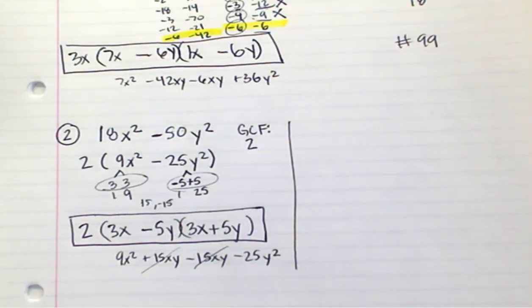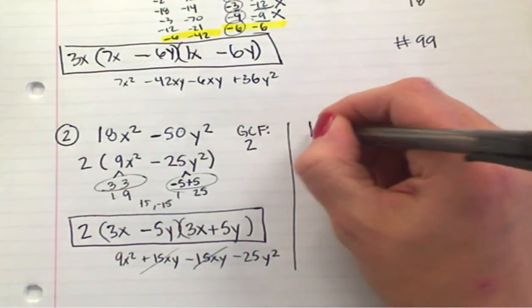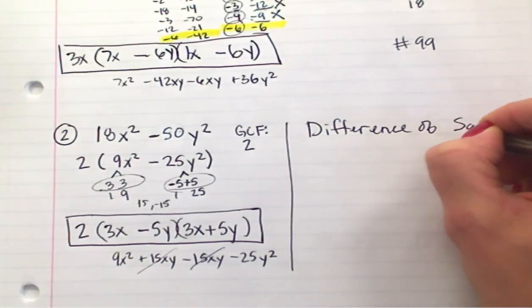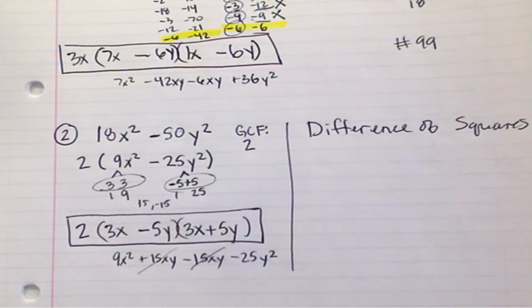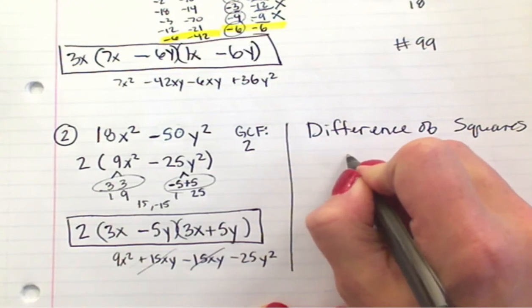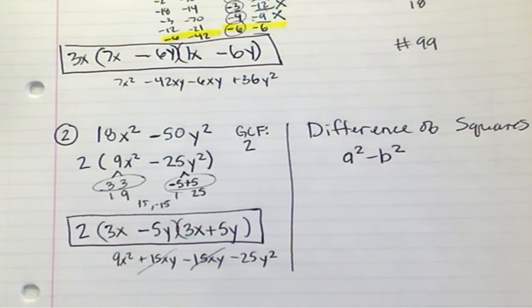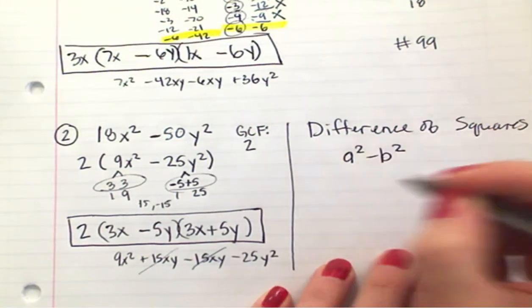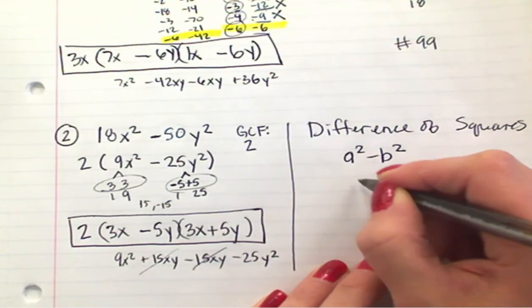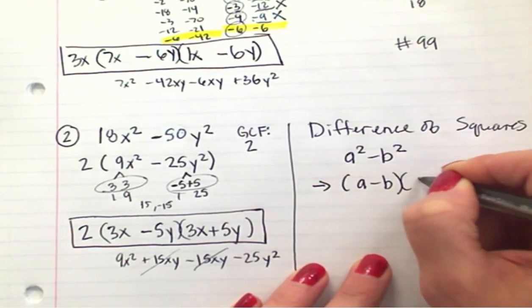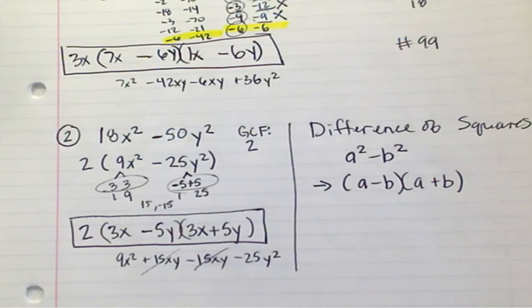Now I put a line here because it's a pattern. The pattern has a name. It's called difference of squares. It's when you have perfect squares. It's an easily recognizable pattern. For example, a squared minus b squared. So a and b are the bases. Okay? This will always factor like this. A minus b, a plus b. It's a formula. It's a formula.